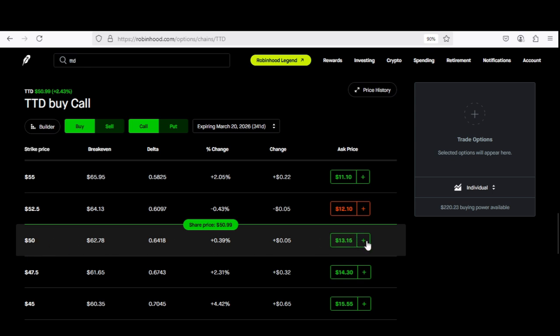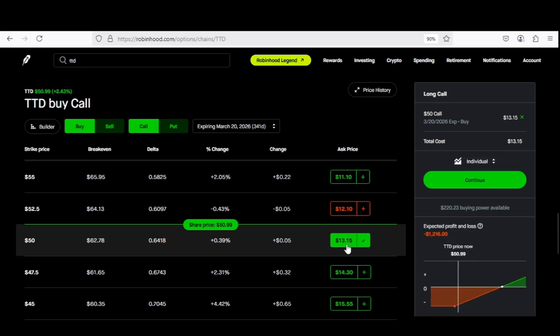Now, for the $50 strike price, I'll be having to pay $13.15 or $1,315. Now, this is where I make most of my money because if I were to buy 100 shares of TTD right now, it would cost me $5,099. By acquiring this LEAPS option, it's actually going to cost me less, or almost one quarter of the price. So, with a $5,000 portfolio, I could probably get around four of these contracts. However, please trade carefully.